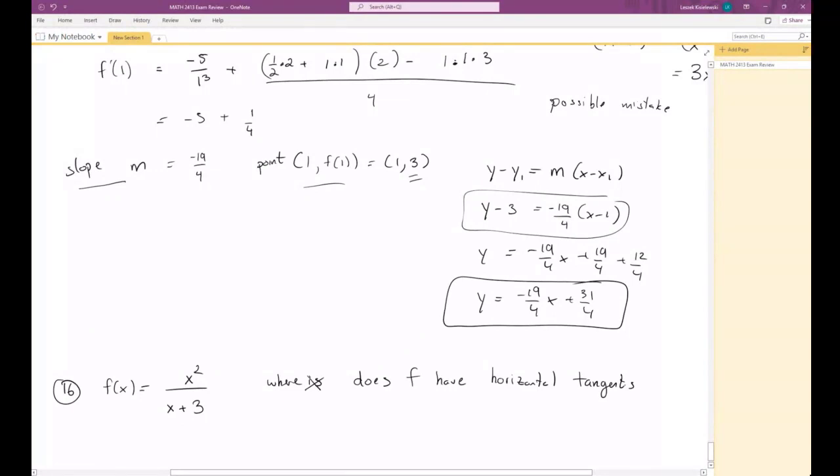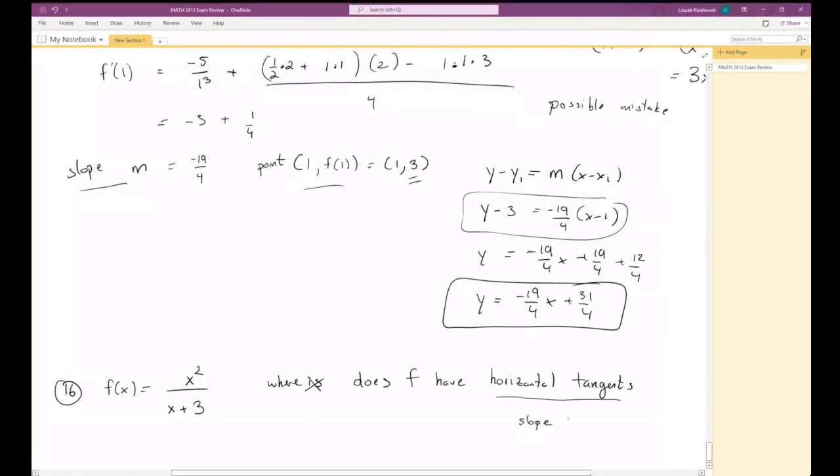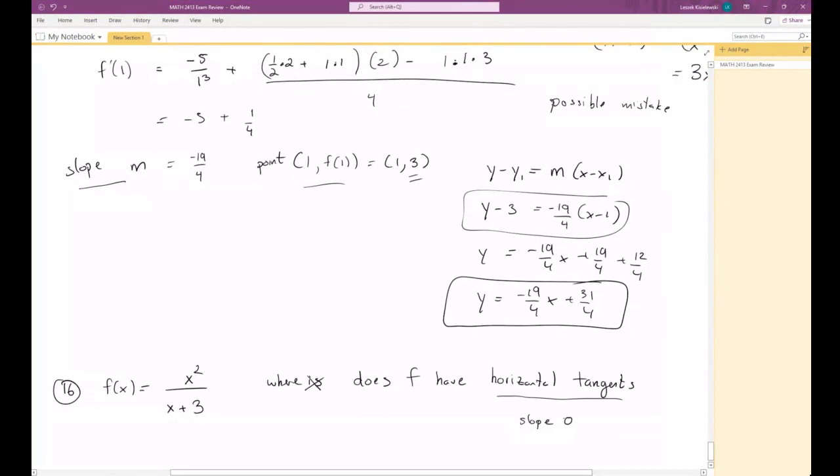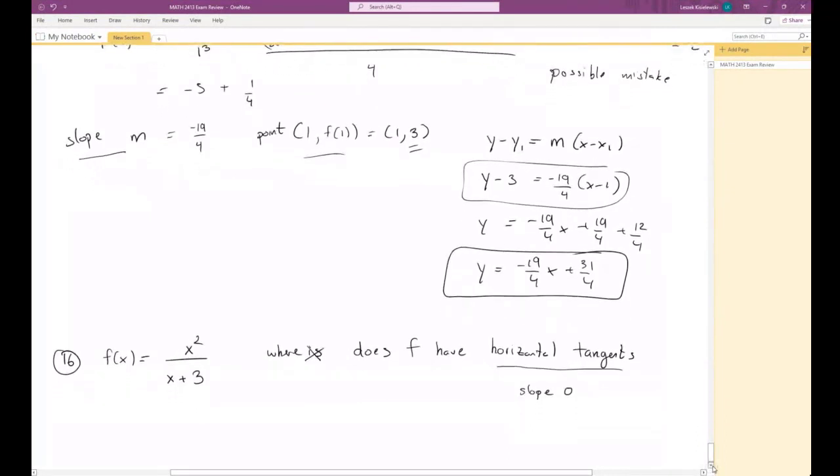We know that horizontal tangents are tangents that have slope 0. Horizontal lines have slope 0. And we know that the slopes of tangent lines are given by the derivative. So you have to compute the derivative and then figure out for which values of x that derivative is 0. So that's our approach.